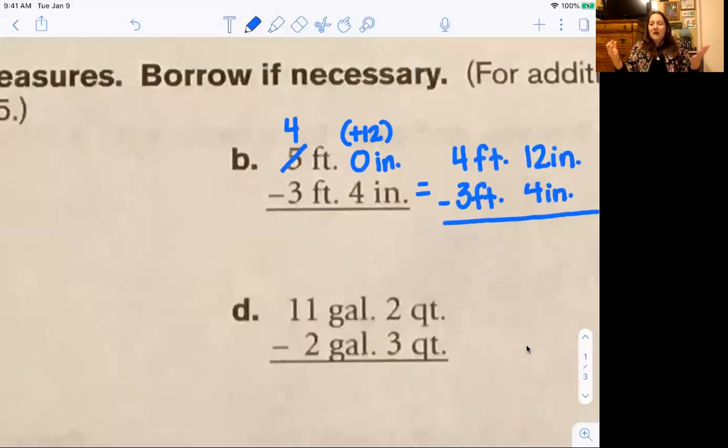Just like any subtraction, you always start on the right-hand side and work your way left. So 12 minus 4 is 8 inches, and 4 minus 3 is 1 foot. So 5 feet minus 3 feet, 4 inches is 1 foot, 8 inches.